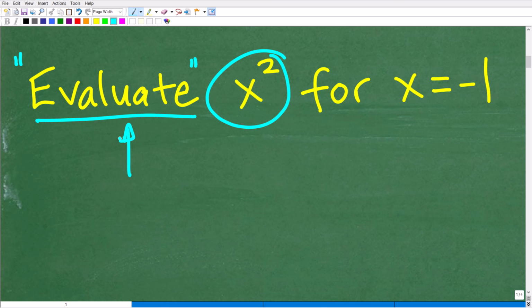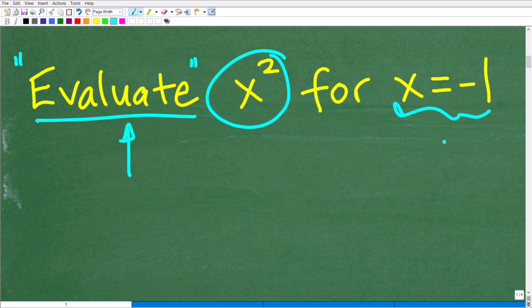Okay, so evaluate means that we're going to assign a value for this variable x. In this case, it's going to be -1, and we want to plug this -1 into this expression and then determine what this is equal to, all right? So we're going to have to simplify this numeric expression to get some final number. So that's what evaluate means. Take your variable, whatever number is assigned to that variable, plug it in, and then simplify and get a final number. Okay, so hopefully you're like, yes, I know what that means.